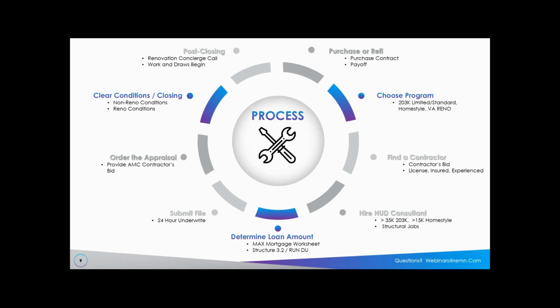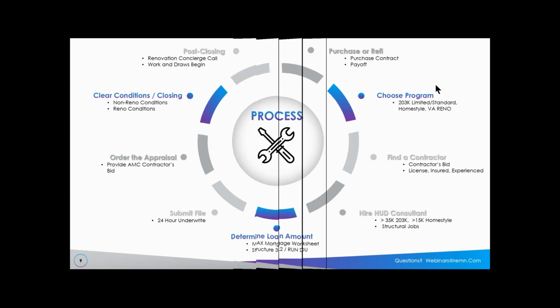Okay. Then we order the appraisal. So that means we're giving the appraiser the contractor's bid. They're going out and developing the after-improved value, right? Talked about that before. Then we are clearing our STIP sheet. We're clearing the conditions that include our non-reno conditions and now our new reno conditions. We go to clear to close the loan, fund it, and then our post-closing team takes over. They'll do a call with the borrower and the contractor, and if needed, the HUD consultant, and let them know that they can start doing work.